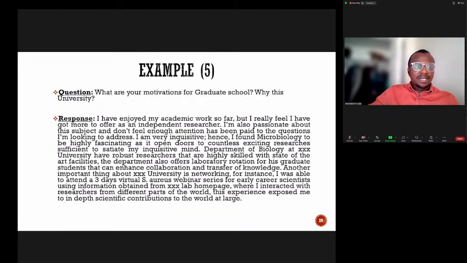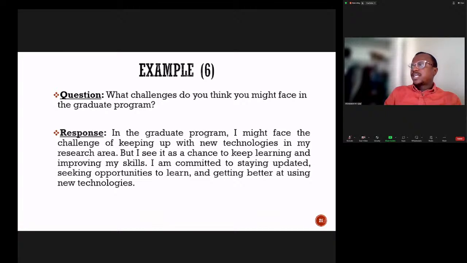Yeah, the problem statement should have tied with his motivation. That's true. All right, so let's look at this one. What challenges do you think you might face in the graduate program? So please let's read this one and give our responses.